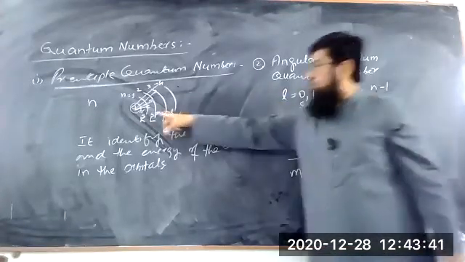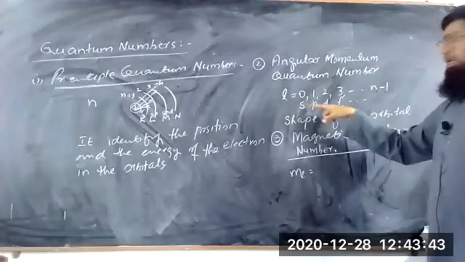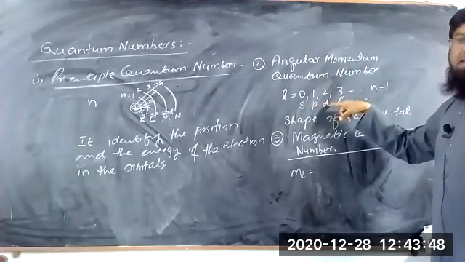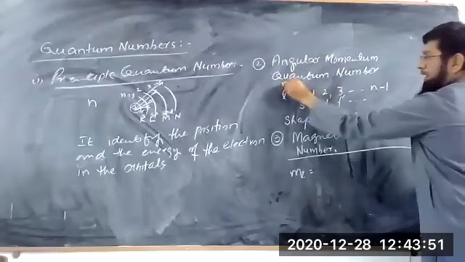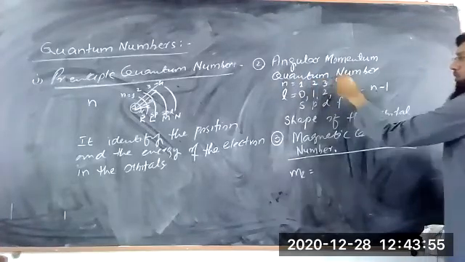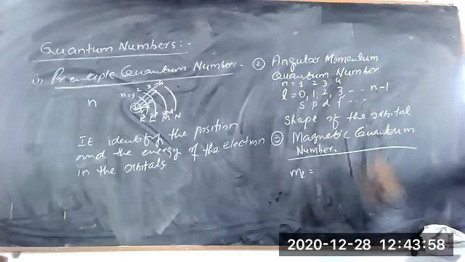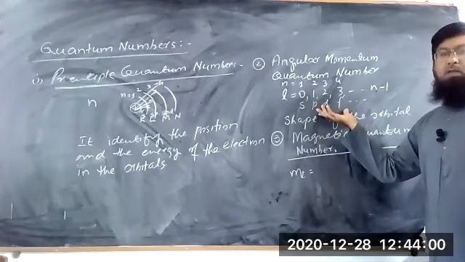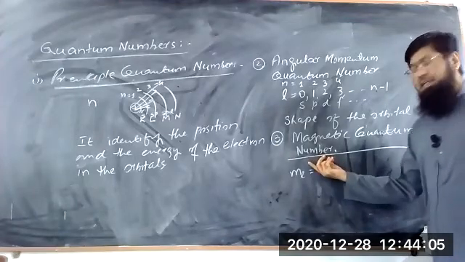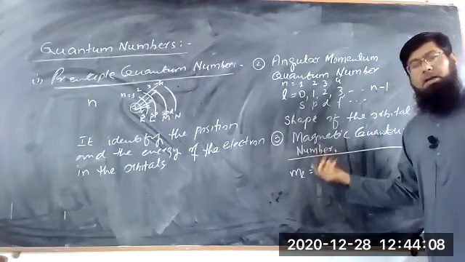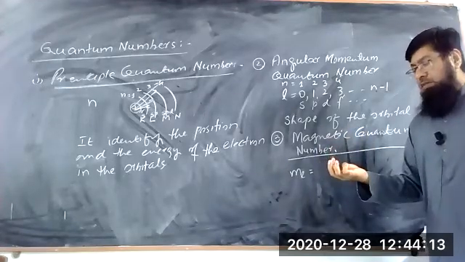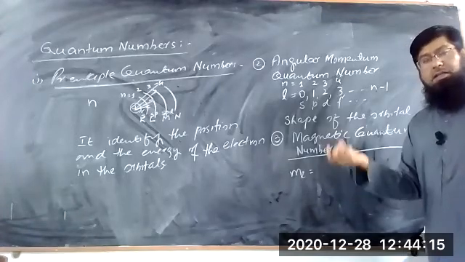For n is equal to 2, we have two orbitals, S and P. For n is equal to 3, we have three orbitals, S, P and D. This is for n is equal to 1, this is for n is equal to 2, n is equal to 3, n is equal to 4 and so on. So this gives you the shape. How many possible shapes? This magnetic quantum number gives the number of possible orientations of the electron in the s orbital, or in the p orbital, or in the d orbital.